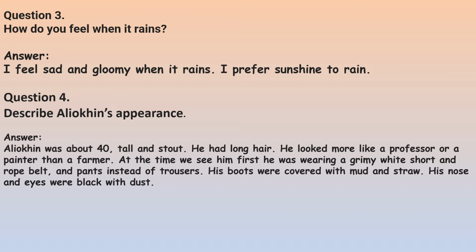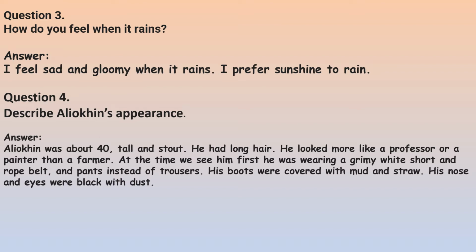Question number 4. Describe Alyokhin's appearance, means a physical description. Alyokhin was about 40 years old, tall and stout, tall body and having fatness, stout. He had long hair. He looked more like a professor or a painter than a farmer.